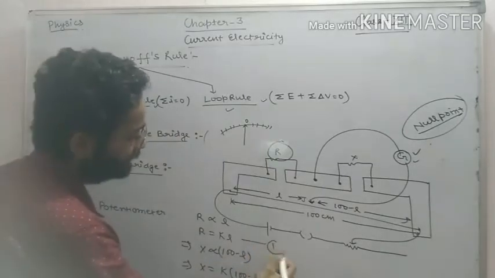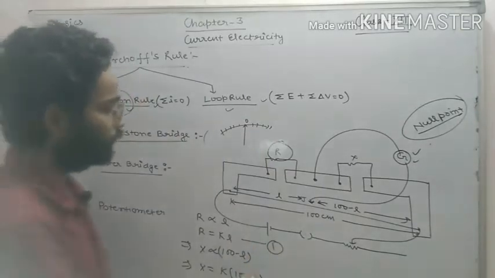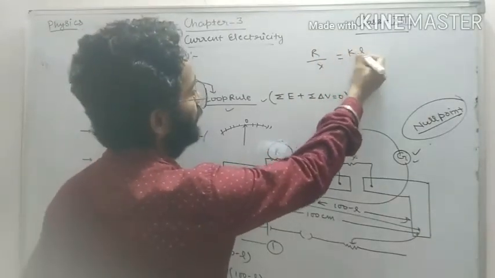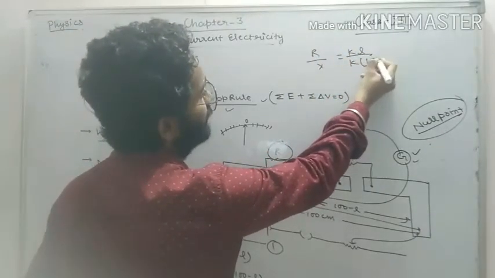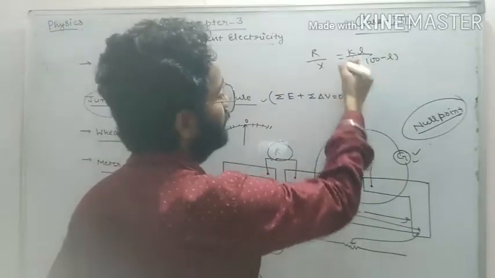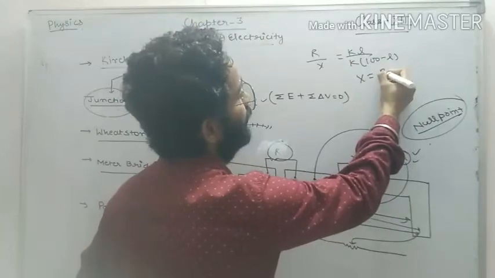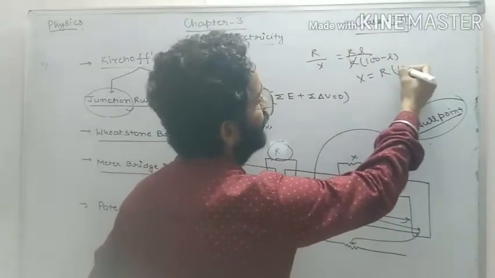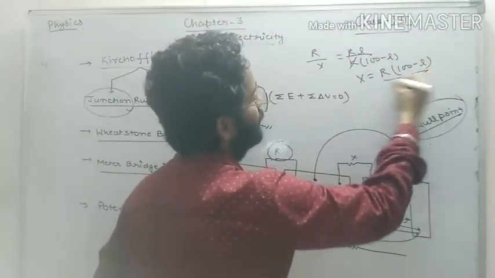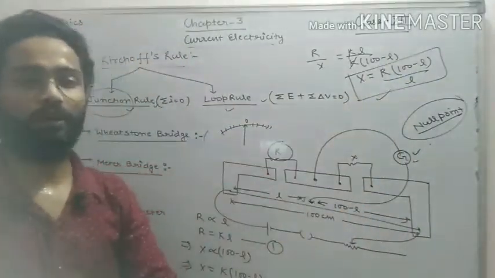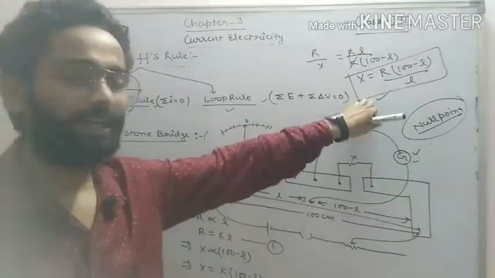If we divide these two, then we get R by X is equal to KL upon K times 100 minus L. By using this relation, we can easily find the value of X. K cancels out, and X equals R times 100 minus L upon L. So this one is the unknown resistance. By using this, we can find the value of the unknown resistance X.